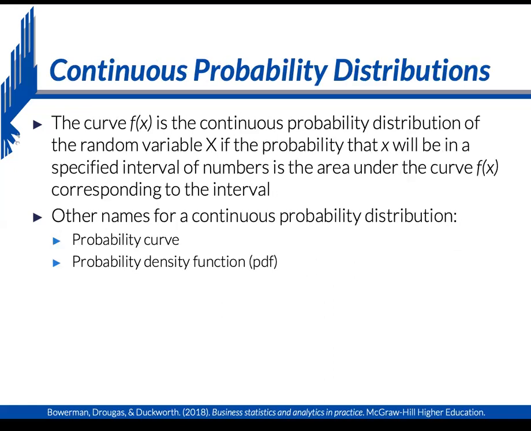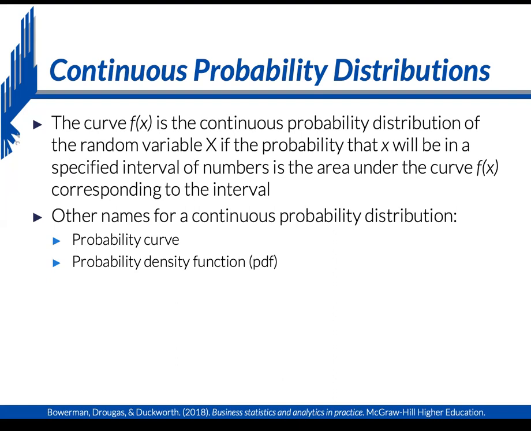Now, for inferential statistics, what we are interested in are continuous probability distributions. So inferential statistics comes from continuous probability distributions, where the curve f of x is the continuous probability distribution of a random variable x if the probability that x will be in a specified interval of numbers is the area under the curve f of x corresponding to the interval.